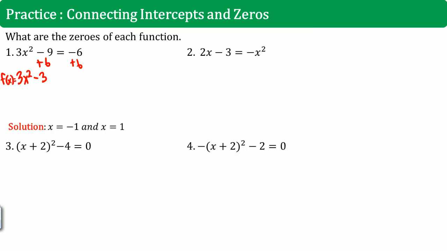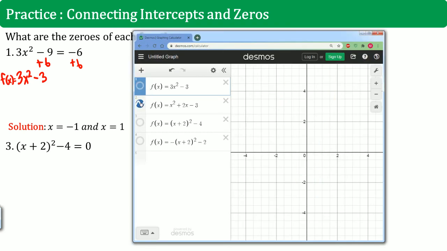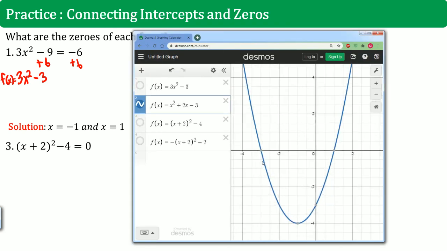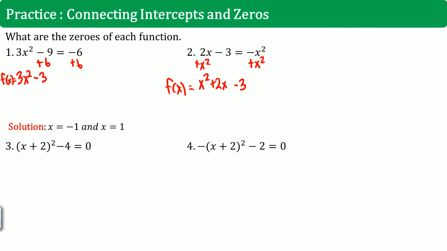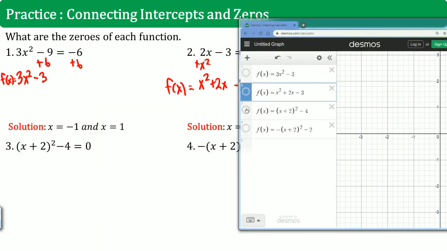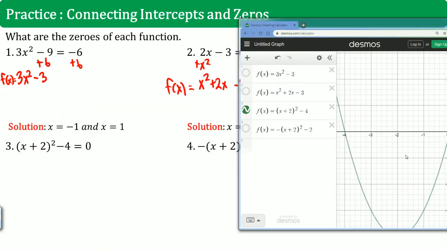Here, let's put number 2 into standard form. Add x squared to both sides. You get x squared plus 2x minus 3. That's the function you're graphing. I have it already here. I saw my solutions are at -3 and 1. Numbers 3 and 4 are already in standard form, so I can just graph them. Set it equal to f of x.